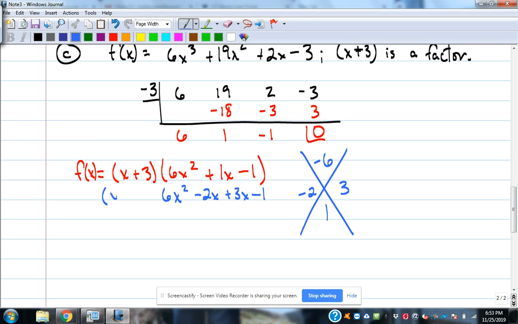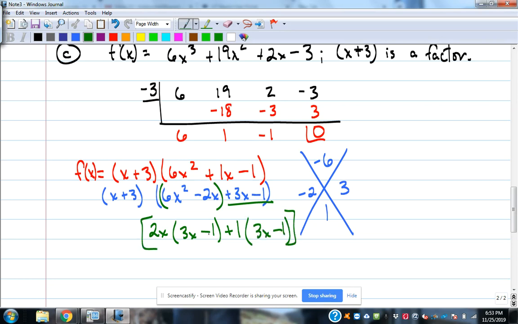And group it. First two together. What's the GCF of 6x squared and -2x? 2x, wouldn't it? 3x minus 1. Those two, there's nothing else in common, so I pull out a 1. X plus 3 still there.